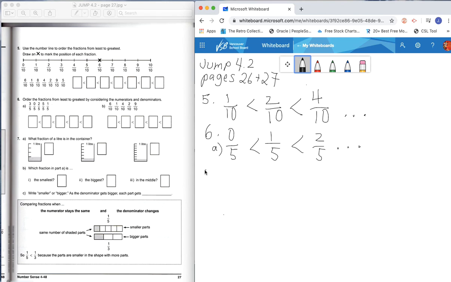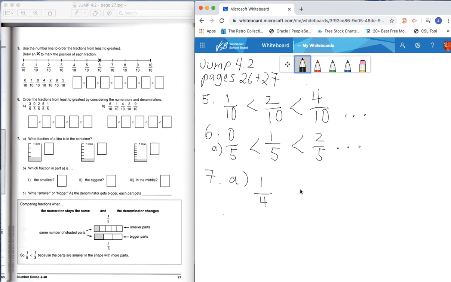Number 7. Okay, 7A. Write the fraction of a liter. What fraction of a liter is in the container? So you're going to count how many parts there are. There's 1, 2, 3, 4. So automatically the parts go at the bottom. Okay, then how many parts are shaded? 1. So you're going to write 1/4 in this box.